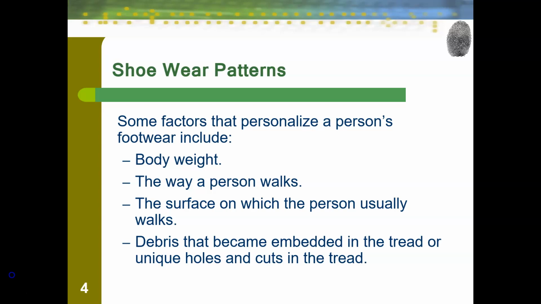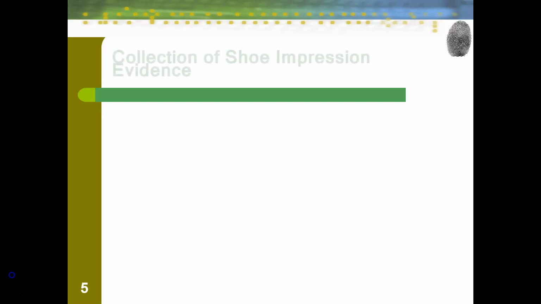The surface on which a person usually walks. So I normally walk on the tile floor of this classroom. So that's causing my shoes to not wear down very much because the surface doesn't have a lot of friction. Meanwhile, someone who works construction and is always walking in dirt and gravel and all of that, their shoes are going to wear down a lot differently. Additionally, we can look at the debris that became embedded in the tread or unique holes and cuts in the tread that could help us tell where someone has been, going back to our soil evidence, but also if we can see that in the impression we know we have a strong match.